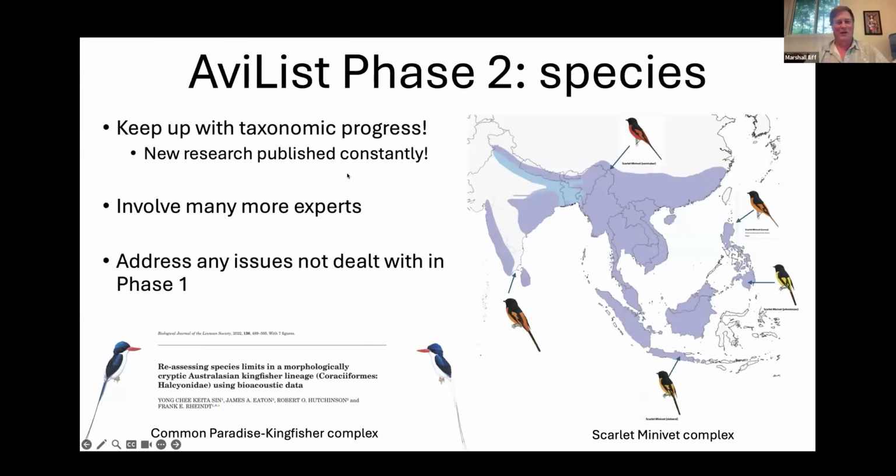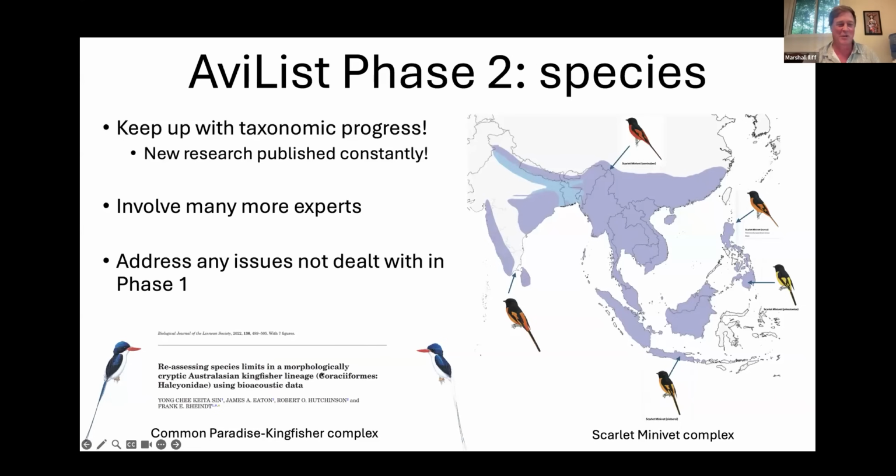Okay, I'm going to go real quick to try to get us to questions. So for phase 2, we're really going to try to dive in on species questions that were not part of these incongruences, that didn't differ between the checklists. So one example is the orange minivet, which is the southern India Sri Lankan bird, and the scarlet minivet complex. That hasn't been worked out yet, largely because there's all these differences within scarlet minivet that are also species level differences. So it's a complex problem that Pam is really excited to dive into.